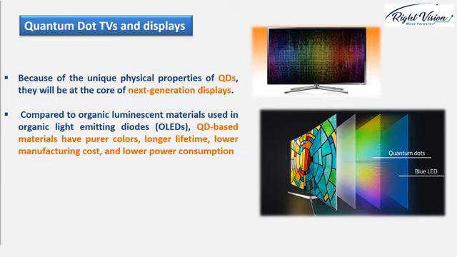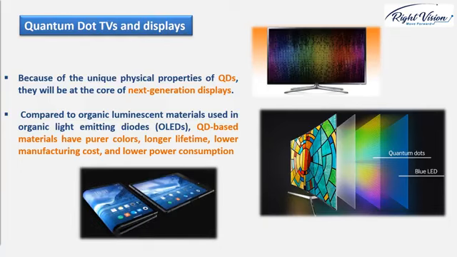Quantum dots, TVs, and displays. The most commonly known use of quantum dots nowadays may be TV screens. Samsung and LG launched their quantum dot LED TVs in 2015, and a few other companies followed not long after. Quantum dots, because of their unique physical properties, will be at the core of next generation displays. Compared to the organic luminescent materials used in organic light emitting diodes, or LEDs, quantum-based materials have pure color, longer lifetime, lower manufacturing costs, and lower power consumption. Another key advantage is that because quantum dots can be deposited on virtually any substrate, you can expect printable, flexible, and even rollable quantum dot displays of all sizes.